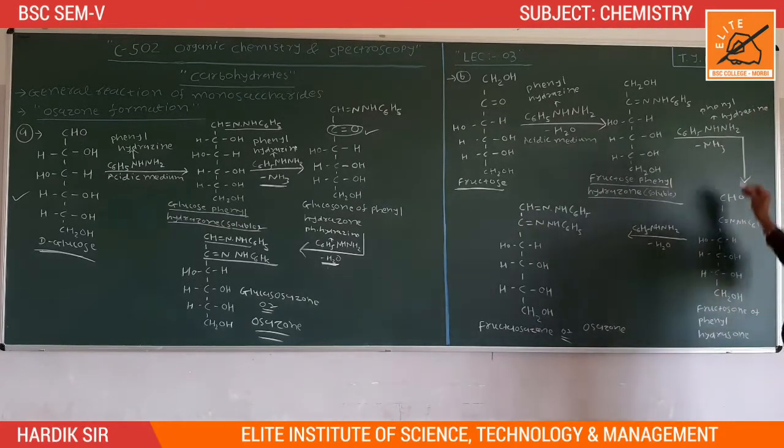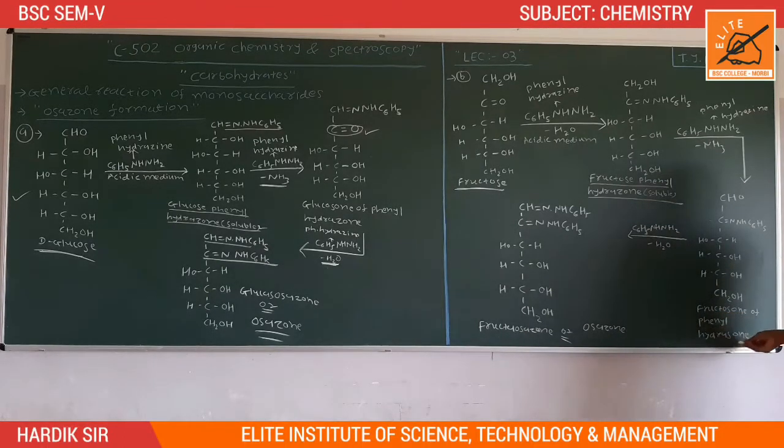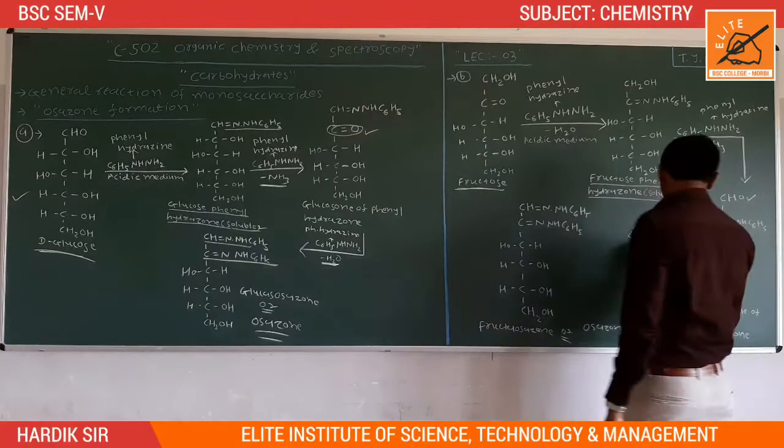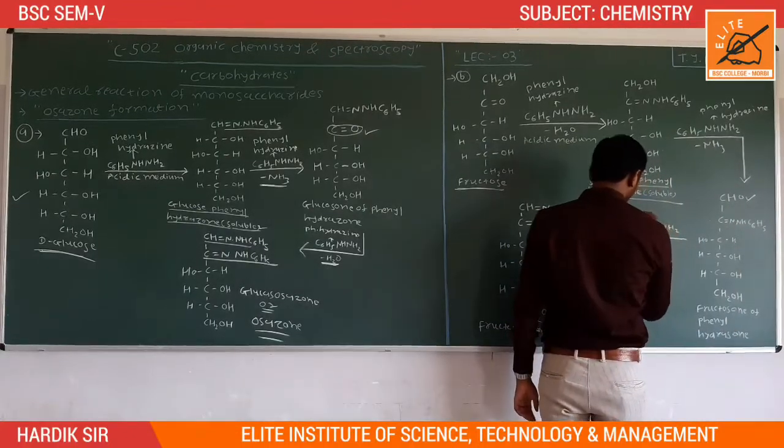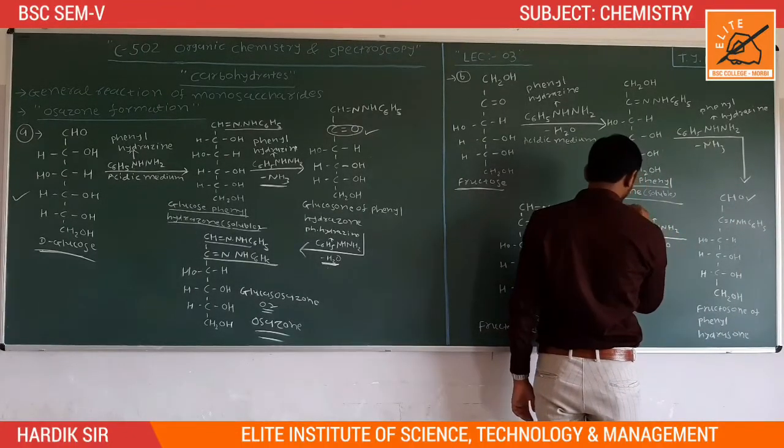and an ammonia molecule is removed to produce a fructosone phenylhydrazone. CH2OH is converted into the aldehyde group to produce a fructosone phenylhydrazone. This is our second intermediate product. Now, our second intermediate product is reacted a third time with phenylhydrazine.